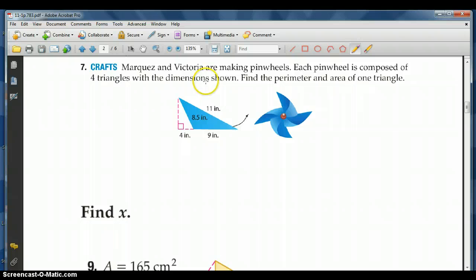On number 7, Marquez and Victoria are making pinwheels. Each pinwheel is composed of 4 triangles with dimensions shown. Find the perimeter and area of one triangle. So much like the last triangle, we have an obtuse triangle. So to find the perimeter, we would add these 3 sides together. Our perimeter is 8.5, 11, and 9, which gives us 28.5 inches.